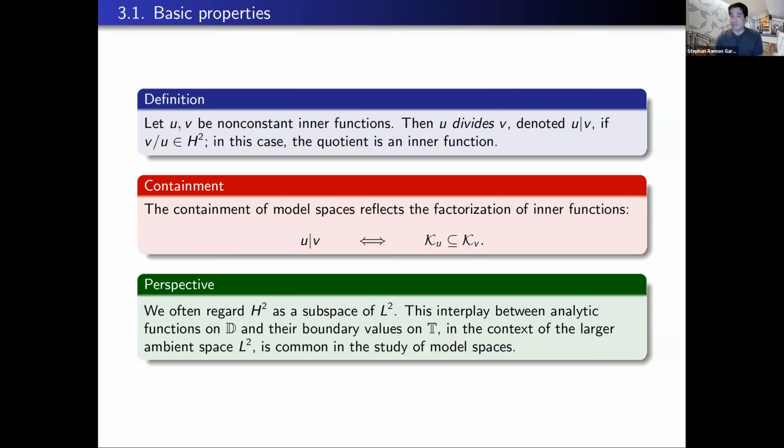The perspective that we're trying to develop and that we'll use over and over again in these talks is that it pays not to think of H2 as its own thing, but to think of H2 as sitting in this larger ambient space, capital L2. In other words, we tend not to think of H2 as a collection of analytic functions on the open unit disk. We tend to think about the boundary values of H2 functions on the circle and work on the circle as much as possible. We'll see this in the next slide. This interplay between analytic functions on the disk and their boundary values on T, in the context of the larger ambient space, capital L2, is a very, very common thing.